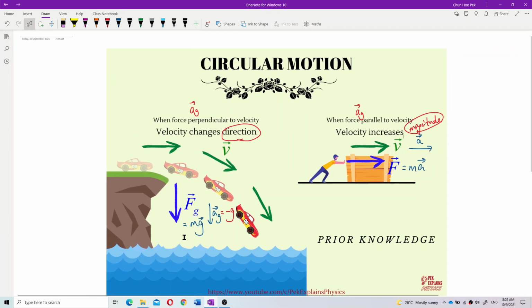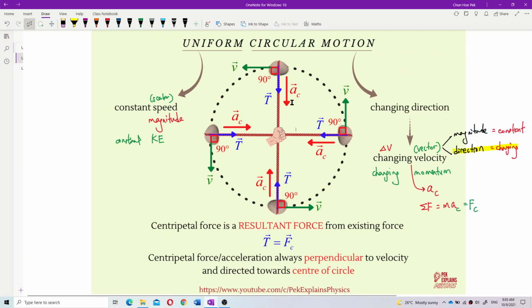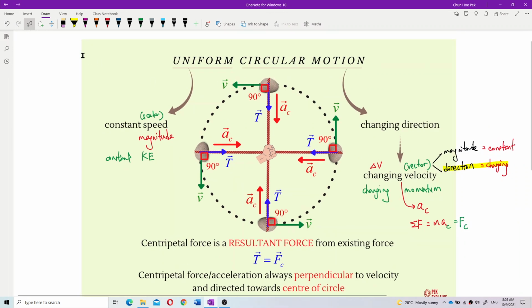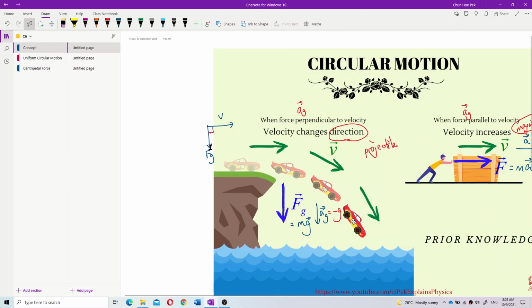You see that? Maybe let me draw it out. The velocity of the car is to the right, but the force is perpendicular to the velocity. That's why it becomes a projectile motion. This time, it is the tension that is perpendicular to the velocity. Last time it was the gravitational force.